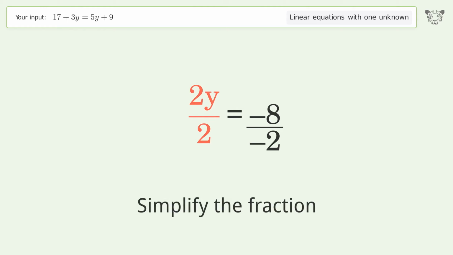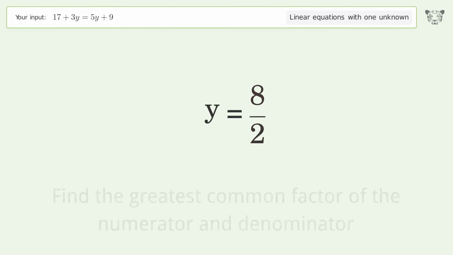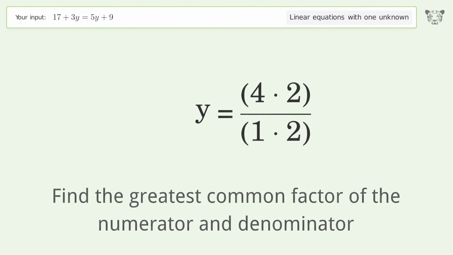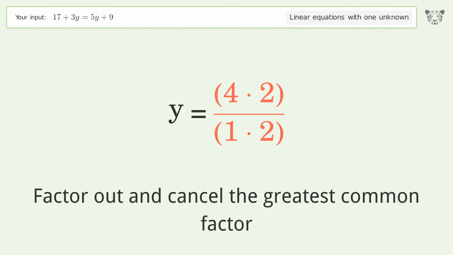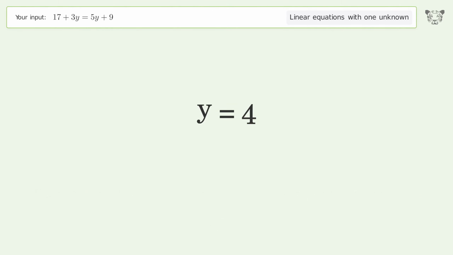Simplify the fraction. Cancel out the negatives. Find the greatest common factor of the numerator and denominator. Factor out and cancel the greatest common factor. And so the final result is y equals 4.